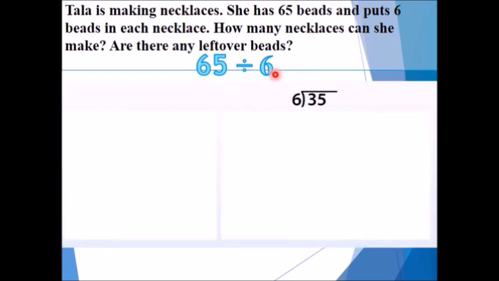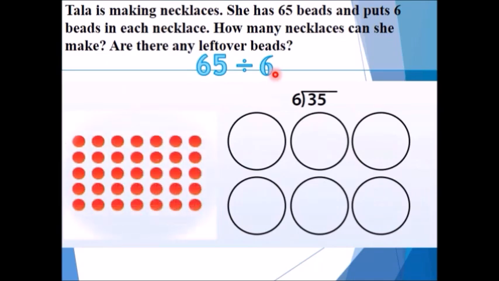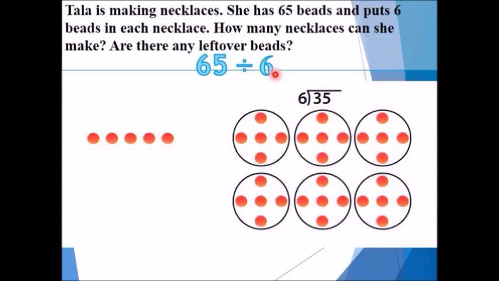Let's use a model to help us divide. 6 is the divisor. So 6 circles are needed to represent 6 groups. 35 counters are needed to represent the dividend. Let's distribute the 35 counters into the 6 groups evenly. We have 5 counters in each group, so 5 is the quotient, and 5 counters are left over.